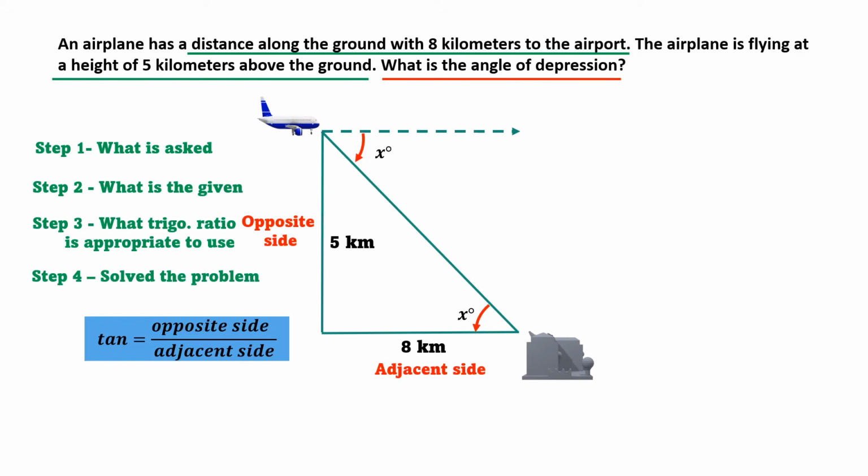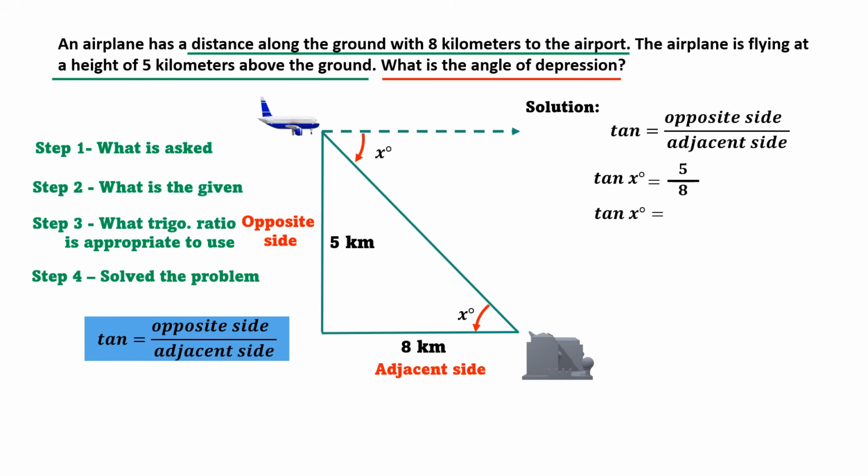Next, the fourth step. Solve the problem. Solution. Let us start with the formula of a tangent. The formula of tangent is equal to the opposite side over the adjacent side. Let us substitute the given value. We have a tangent of x degrees that is equal to, substitute the value of the opposite side, which is 5, over, substitute the value of the adjacent side, which is 8. Tangent x degrees are equal to 5 divided by 8 is equal to 0.625.